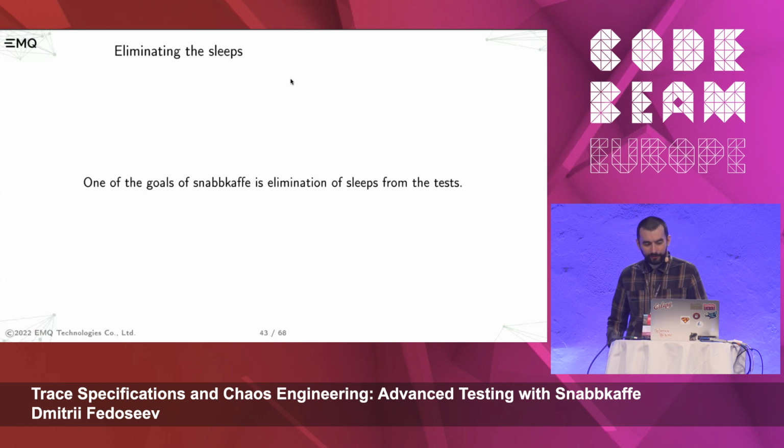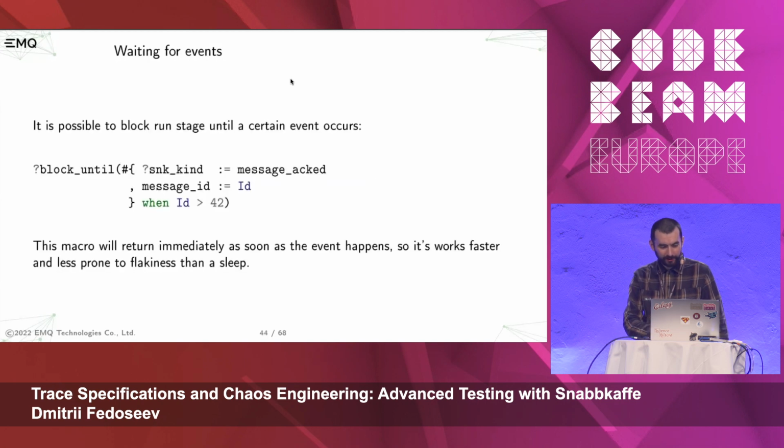One of the goals of Snabbkaffe is total elimination of sleeps from the tests. Now let's see how it's done. Snabbkaffe allows to inspect the trace of the system while it's running. For example, there's blocked until macro, which blocks the execution of a process until an event conforming to a match pattern is emitted. Once such event is produced, the execution of the blocked process proceeds immediately. So you don't need to add any sleeps or poll any state. It's much faster and less prone to flakiness.